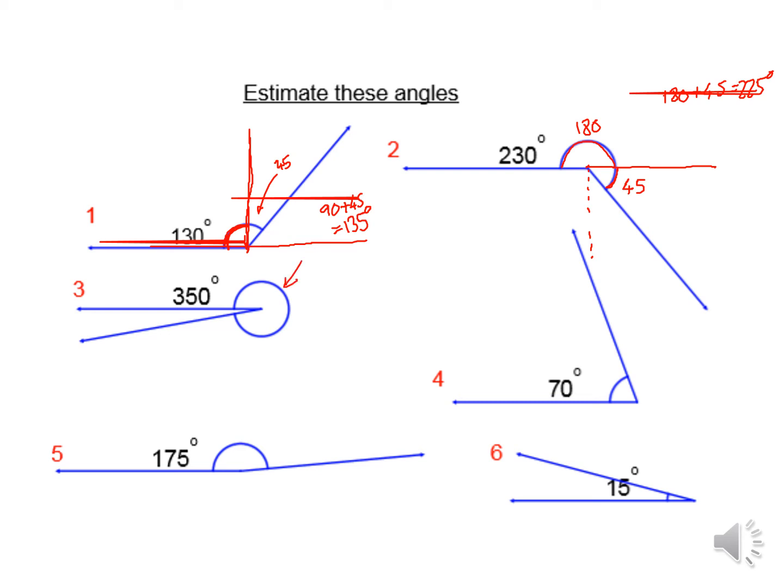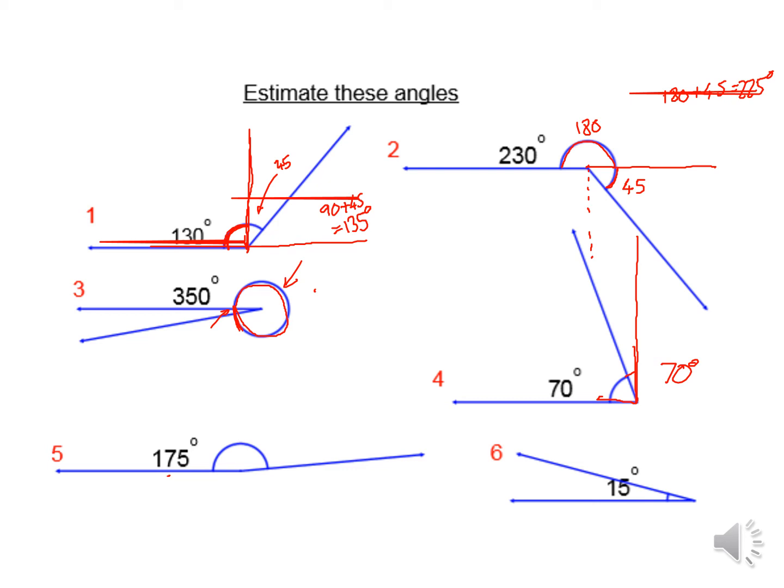Okay, so with this one, 360 would be the full way round. We can see we've got a little bit less than that. So I would probably guess, yeah, around about 350, just a bit less than 360. Okay, over here this is 70. We know what a 90 degree angle looks like. I'd say it's a little bit less than that, maybe a little bit more than 10 degrees. So probably, yeah, 70, 75. So let's say 70 for that one. So basically we're just comparing to something that we do know.